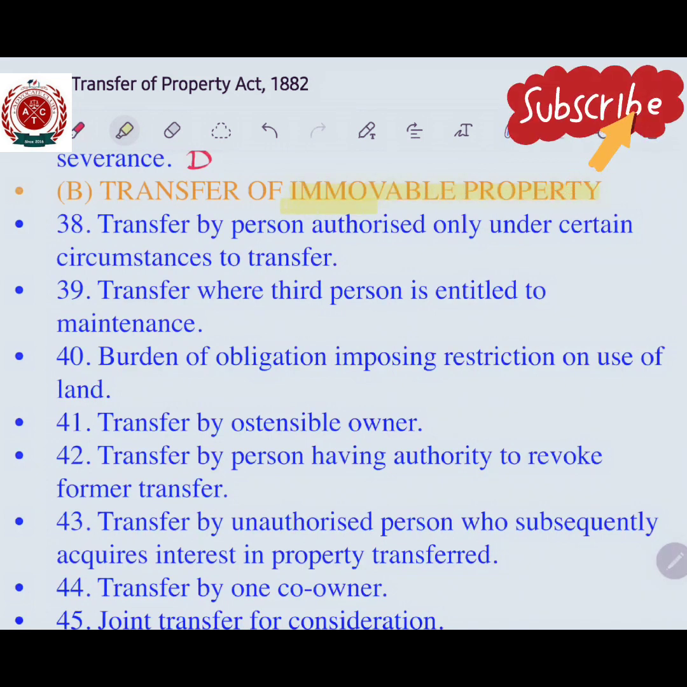Since we are now on immovable property, the next important section for us is section 41, transfer by ostensible owner. The ostensible owner means one who looks like an owner. He can transfer the immovable property for consideration, and it is not voidable. It means it is valid, with free consent and in good faith. If the ostensible owner transfers, meaning one who looks like the owner but is not the real owner, he can transfer the property.